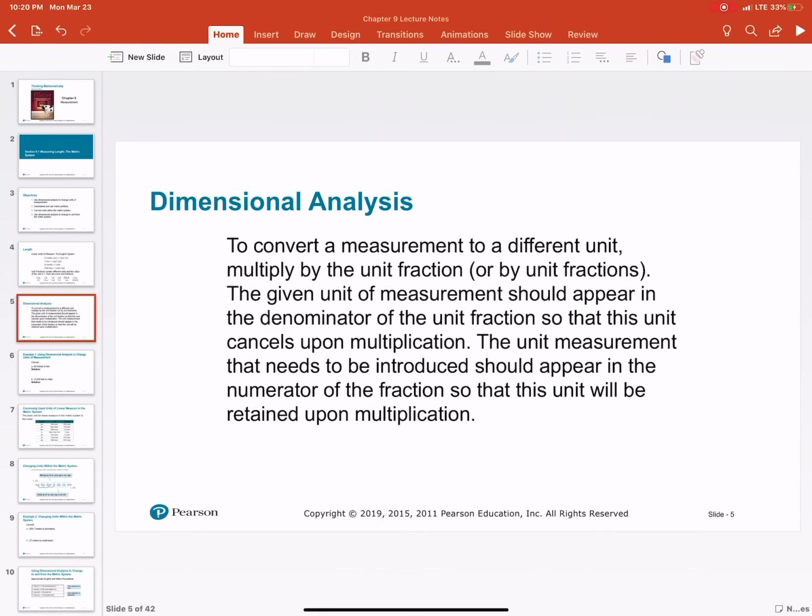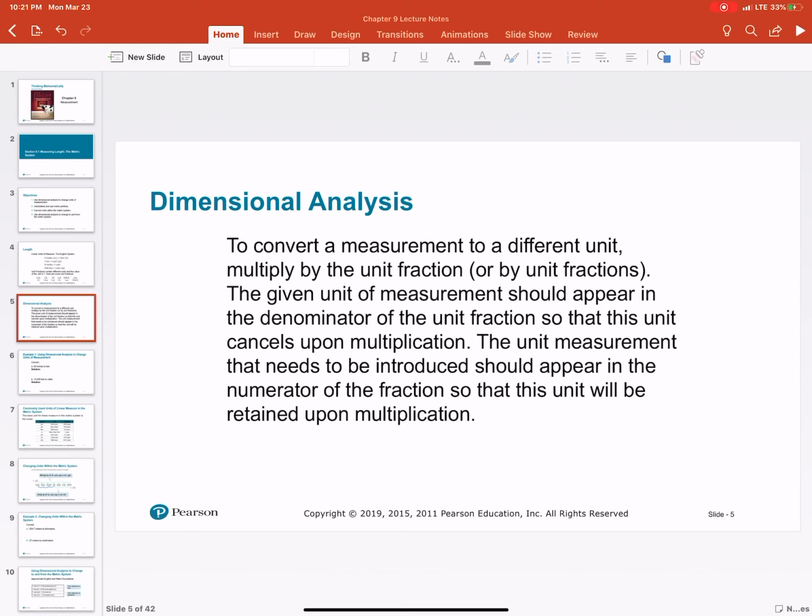Now, to discuss what dimensional analysis is: to convert a measurement to a different unit, you multiply by the unit fraction, or by the unit fractions, because you might have to do more than one. The given unit of measurement should appear in the denominator of the unit fraction so that the units can cancel upon multiplication. The unit of measure that needs to be introduced should appear in the numerator of the fraction so that the unit will be retained after multiplication.